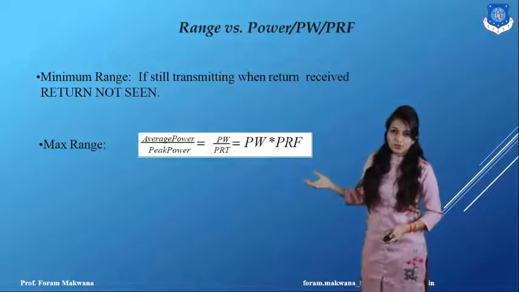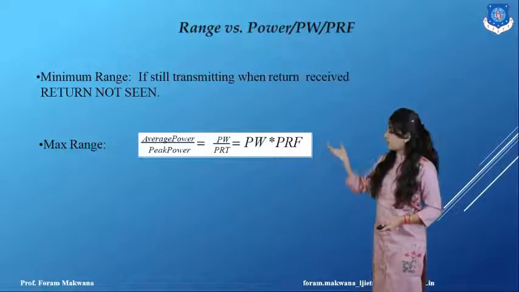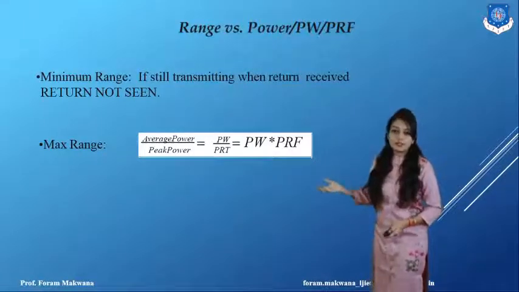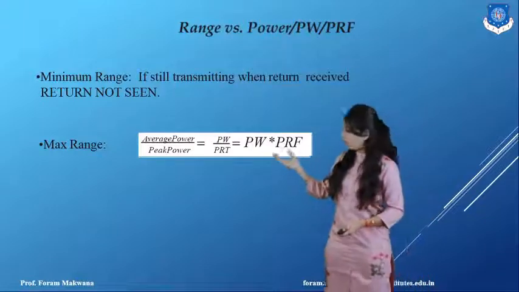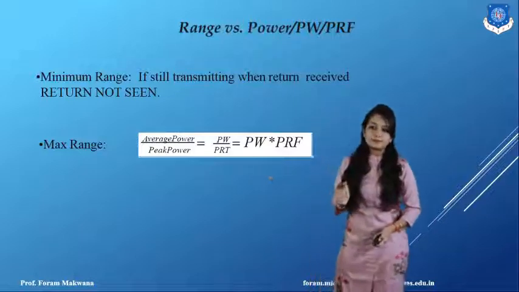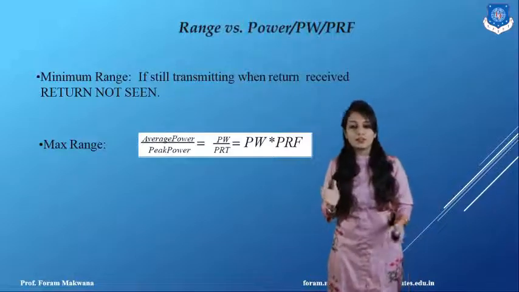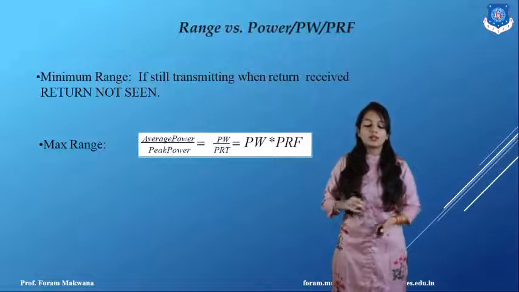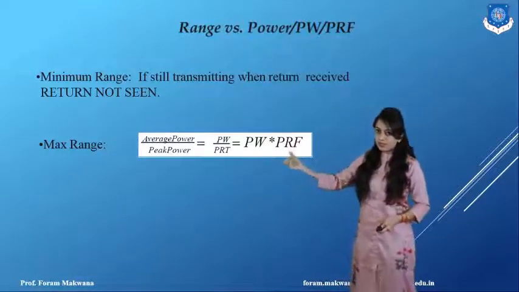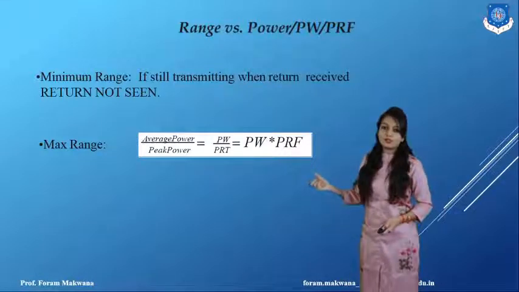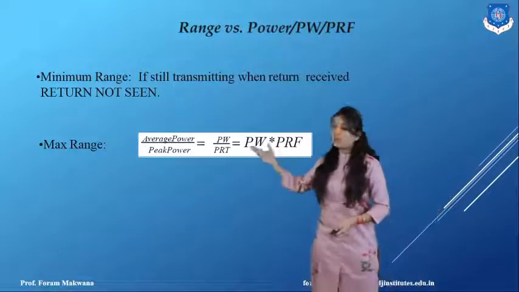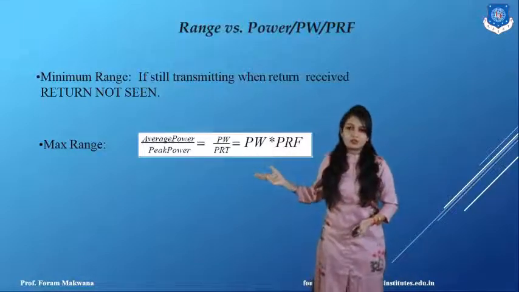So what is the maximum range? You can say that it is the ratio of average power to peak power, or the ratio of pulse width to the pulse repetition time. We know that pulse repetition time and pulse repetition frequency are inversely proportional. So pulse width and pulse repetition frequency are multiplied, and we are able to calculate the value of maximum range.